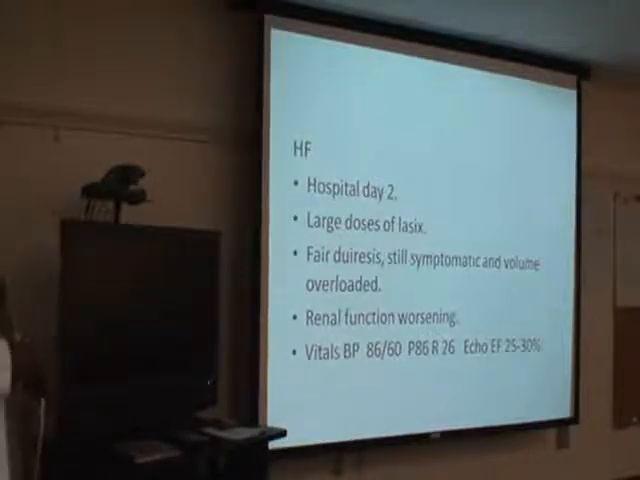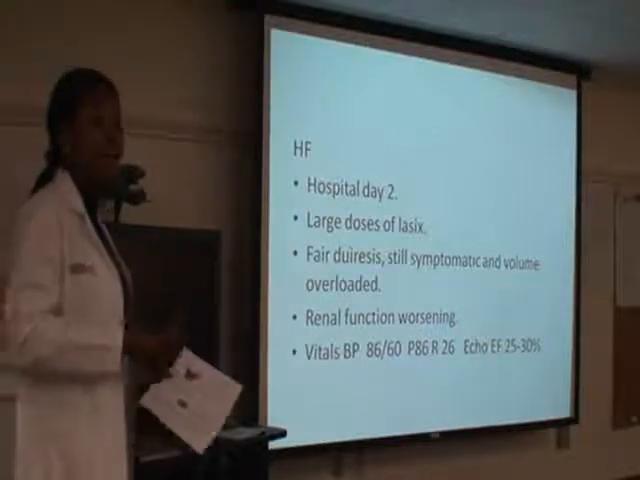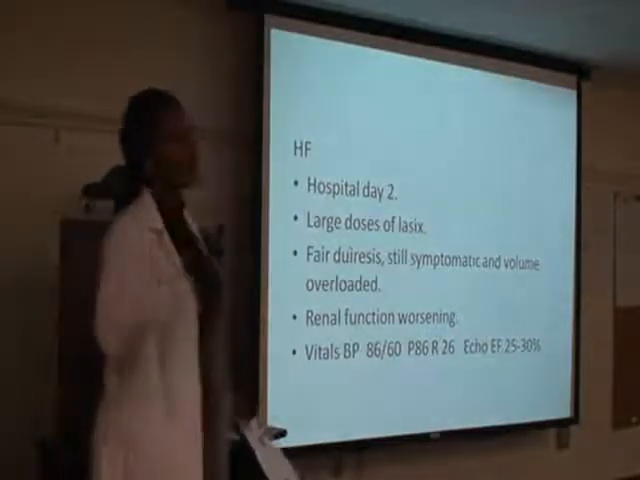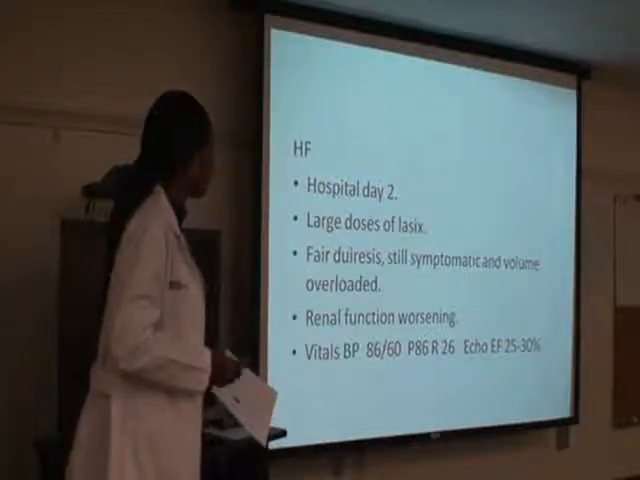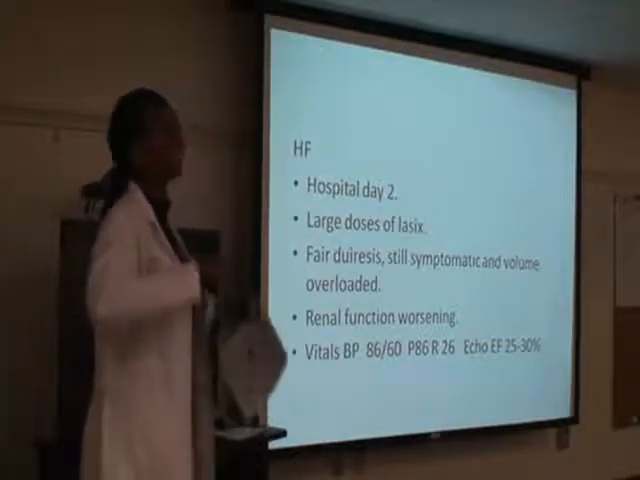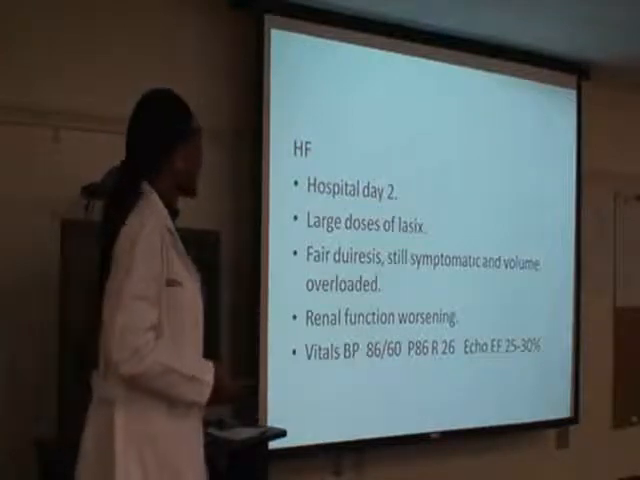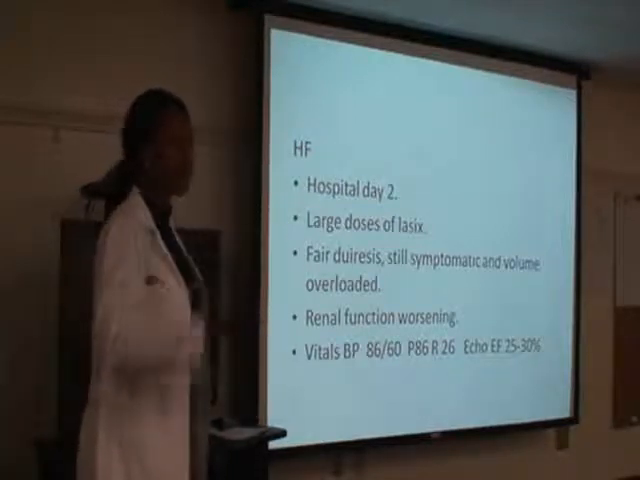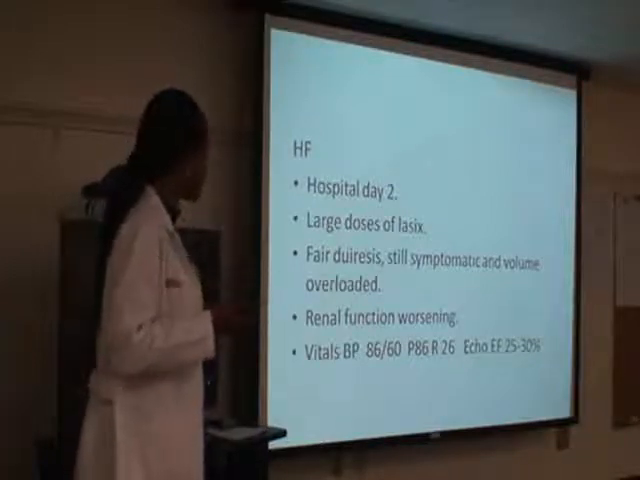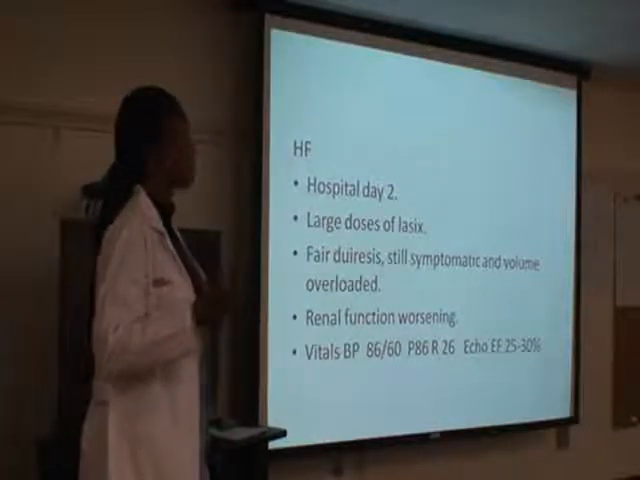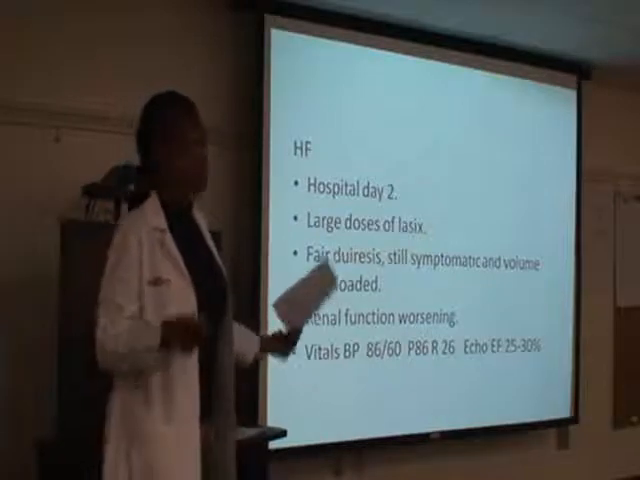All right, so Mrs. HF has been in the hospital now for about 2 days. You have her on large doses of Lasix. Her urine output's okay, but she's still symptomatic. She still has some signs of volume overload, and her renal function is just getting worse. Her creatinine's going up. Her blood pressure is about 86/60, pulse is 86. EF on the echo is about 25 to 30%. What can we do here now?